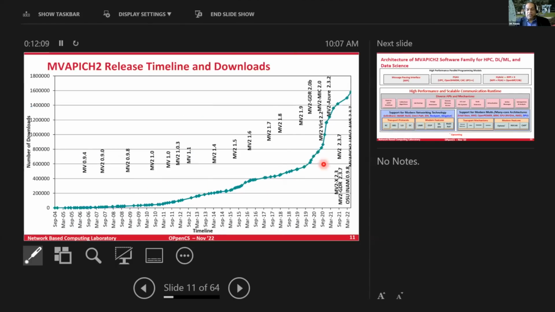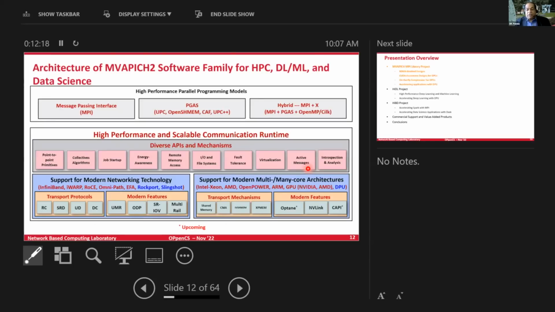Now, as you can see, this is our release time and downloads. We are steadily increasing over the years. Now, if you take a look at the internal things, this is how we have built it. This is the software architecture.